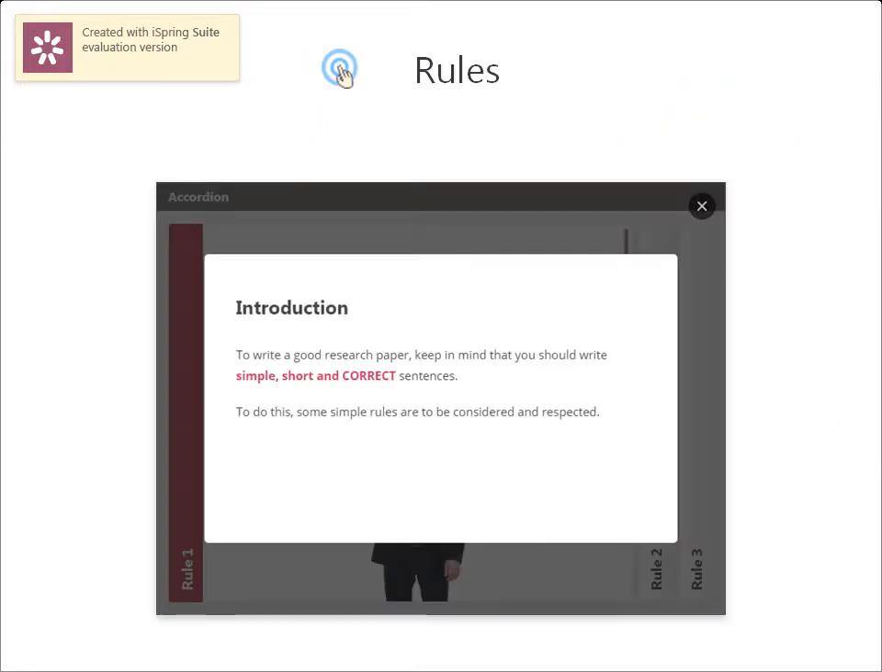With these simple rules, you can now write simple, short and correct sentences. The basic word order is the secret of good academic writing. Remember: subject, verb, direct object, indirect object.